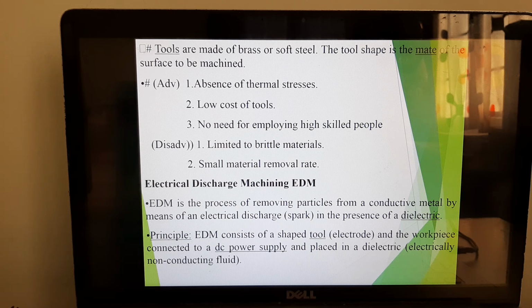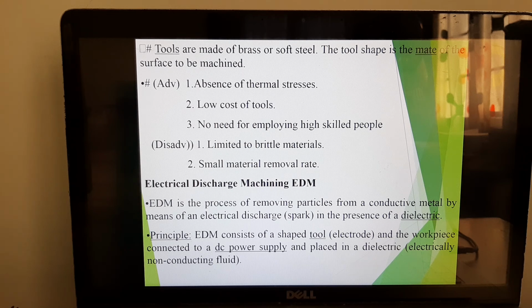A normal person can perform the operation because this is an automated process. You do not need skilled people to run this machine. It's all automated. As long as the automation part is fixed, with the push of a start button, it will automatically perform the job. However, just like any other machining process, it comes with disadvantages. It is limited to brittle materials, and it has a very small material removal rate.